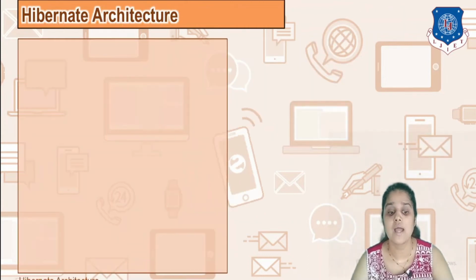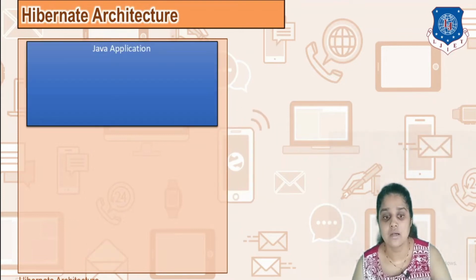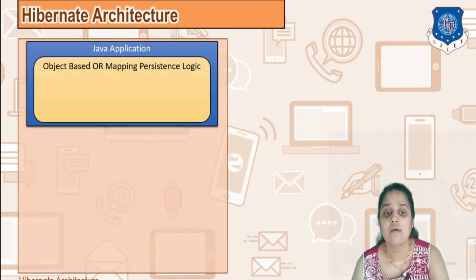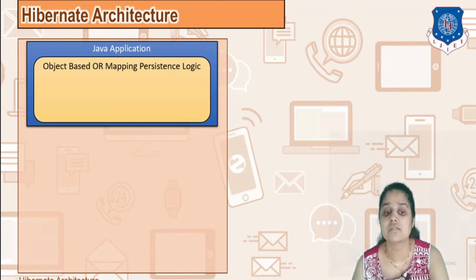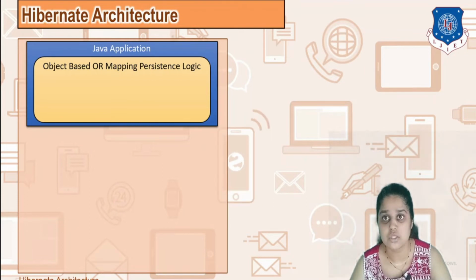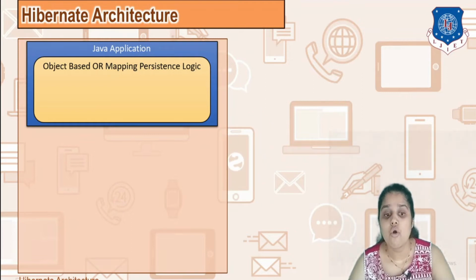Now let us move on to Hibernate architecture. The architecture of Hibernate is very simple to understand. You have your simple Java application, or a place where you are writing your public static void main method. In this method you have object based OR mapping persistence logic. What is the meaning of that? Whatever you are storing in your Java file is object based. Next is OR, that is object and relational. So whatever you are storing in your database will be mapped onto your table using persistence logic.